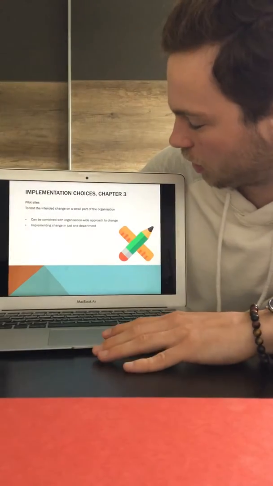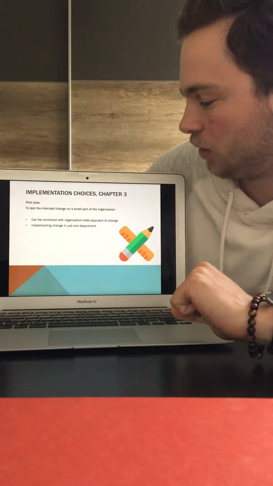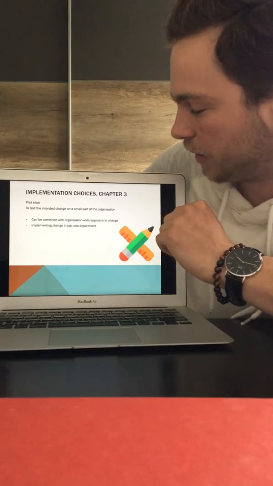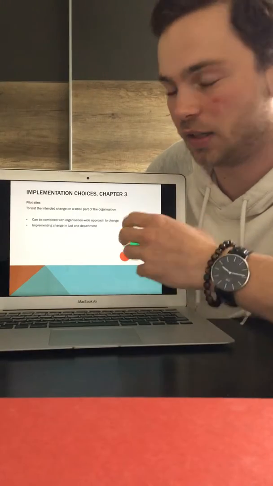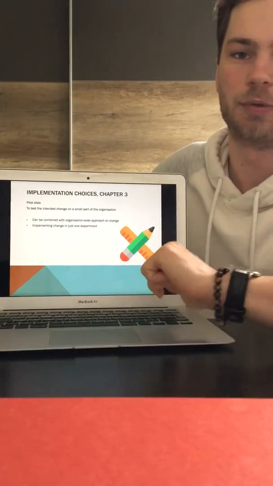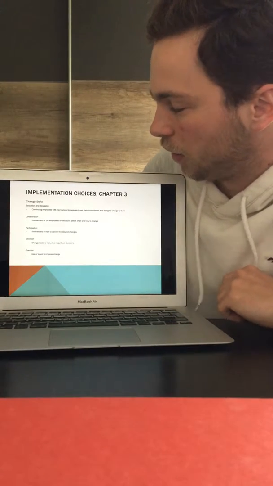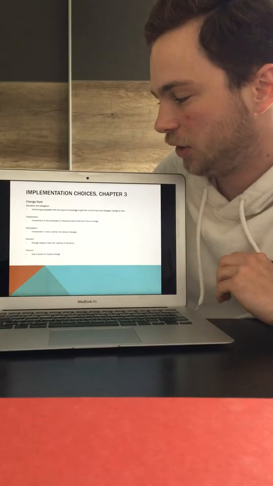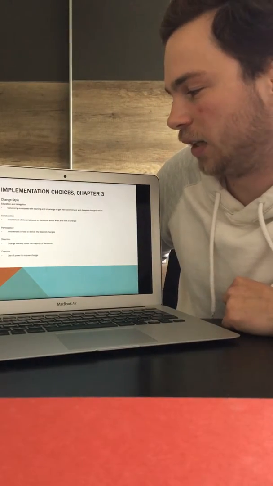A second side note is that implementing change can be combined with an organization-wide approach to change, as I explained, and implementing change in just one department, as I also explained. So there are different change styles. So the first one is education and delegation.